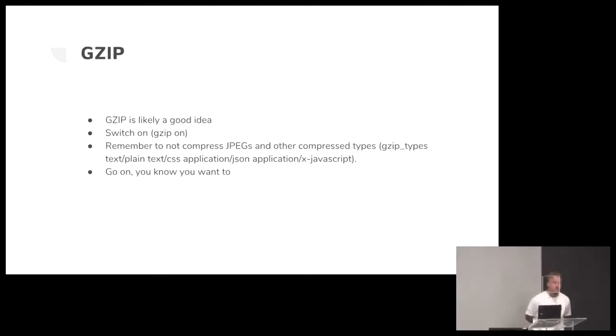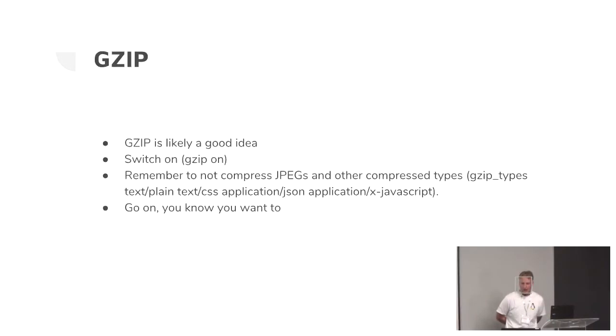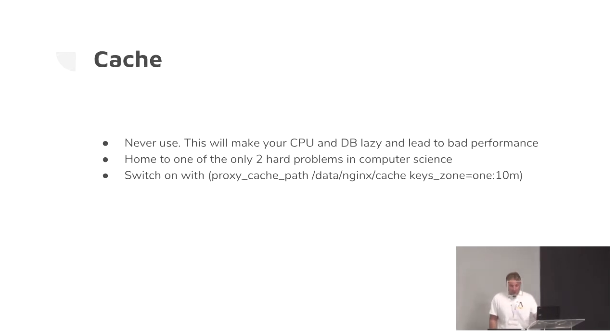Then gzip, typically a good idea. But it depends. If you don't have CPU, you don't want to do that. If you've got a lot of already compressed content, JPEGs, PNGs, whatnot, obviously don't compress that. You won't gain anything and you'll be spending CPU cycles. Unless your CPU needs exercise, I mean, that might be just to keep it fit. Who knows? Then caching, never use it. It will make your CPU lazy. And so caching, use as much as you can.